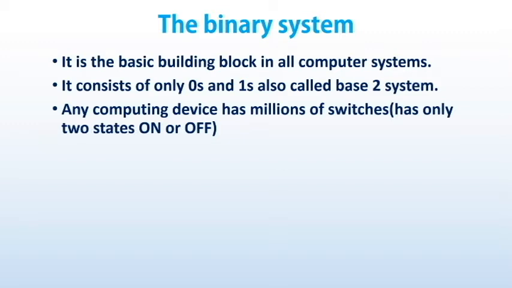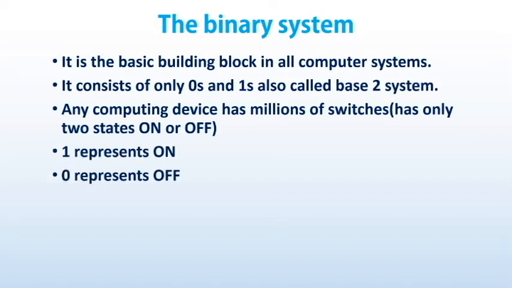And all the computing devices are made up of millions of switches. These switches are also called logic gates. We will see logic gates in detail in the coming videos. You can imagine these switches like a fan switch, which has only two states, either on or off. In the same way, these switches also have only two states, on and off. In binary, one represents on and zero represents off. So if a switch is off, that means it is zero, and if a switch is on, that means it is representing one.